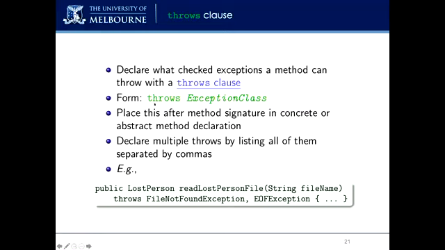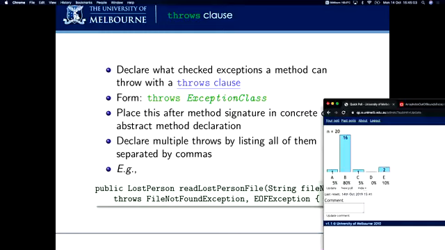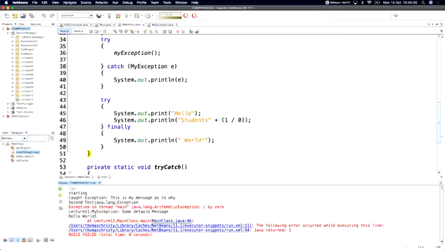So the keyword is simply throws exception. At the end of the method signature, for example a public lost person method, just as you would if you were extending a file, you'd say throws and give it the exceptions list that you're about to throw, and then you continue with your method. So I have some examples here.